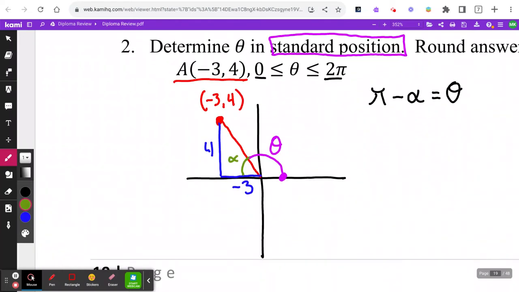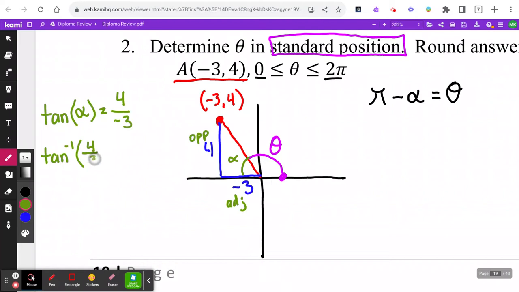Cool, calculating alpha. I'm going to do SOHCAHTOA. This is my opposite. This is my adjacent, also known as your y and your x. So I'm going to go tan of alpha equals opposite, which is 4, over adjacent, which is negative 3. To find an angle in a triangle, you hit second tan. Also, because it just works better in our calculator, we're going to make those positive values. So it'll be positive 4 over positive 3 equals alpha. Sometimes that matters, sometimes it doesn't. Just put positive fractions into your calculator when calculating reference angles.